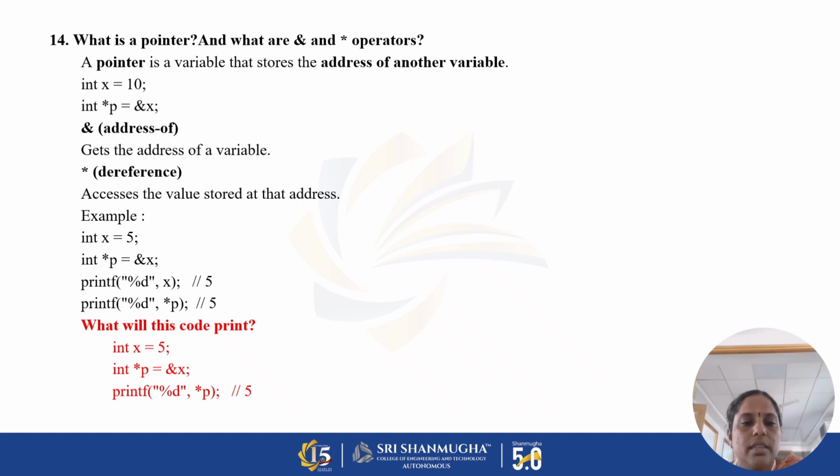See the example: int x = 5; int *p = &x. We know how to declare the pointer variable. The pointer variable holds the address of another variable, here &x. So printing x prints the value. Then printf of *p: using the dereferencing operator, we access the value stored in x.